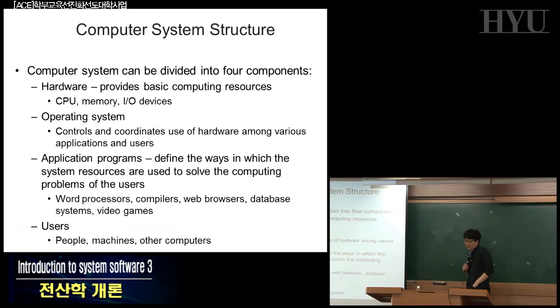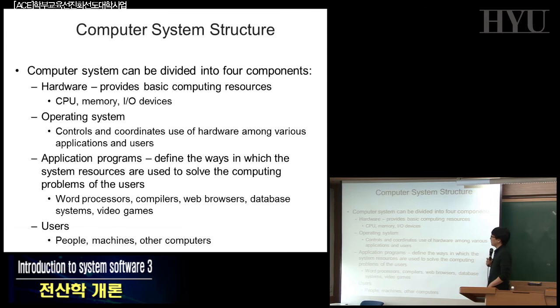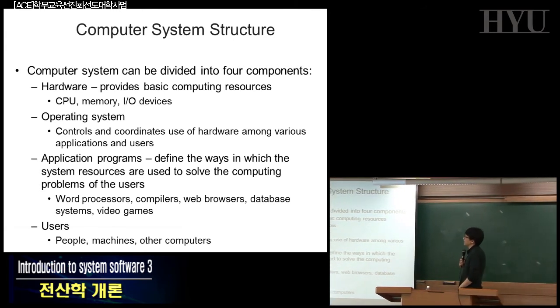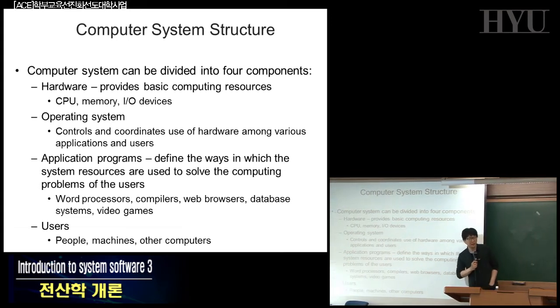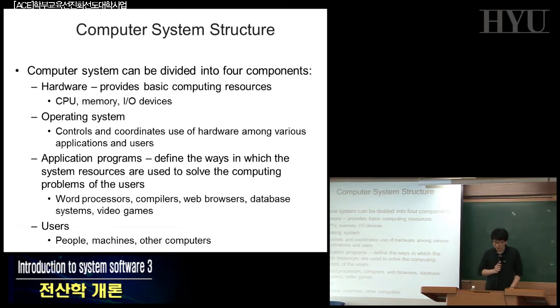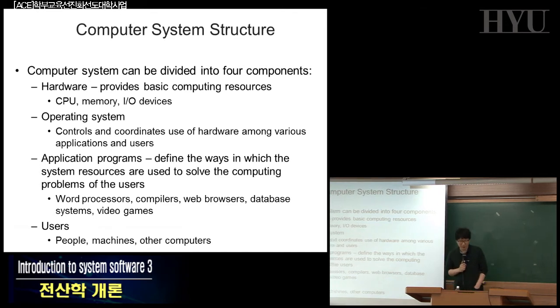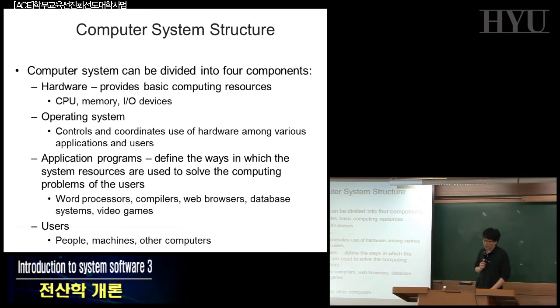So computer system structure, hardware, we know that it consists of CPU, memory, I/O devices. The operating system coordinates the use of hardware among various applications and users. So you have to have an operating system in order to use a program like Microsoft Office. Application programs define the ways in which system resources are used to solve the computing problems of the users. Just your programs that you use. Word processors, compilers, web browsers, database systems, video games.